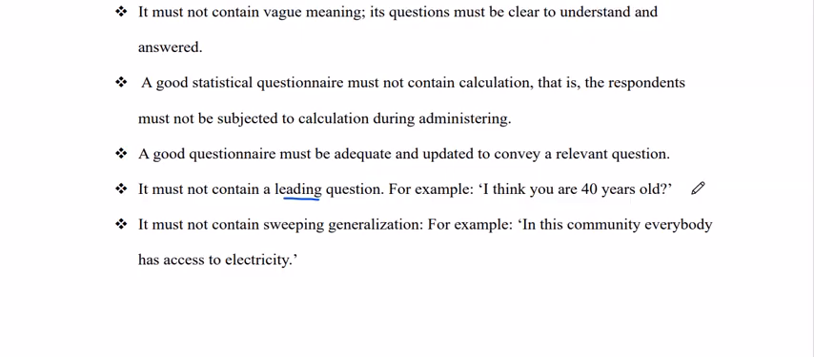Furthermore, if you ask a leading question like this, the respondent can ask back, how do you know that I'm 40 years old? Do you know the date I was born? So a leading question must be completely avoided whenever a questionnaire is being administered.